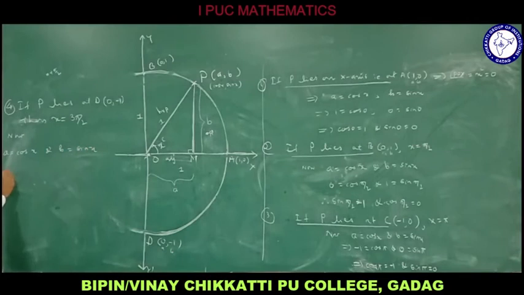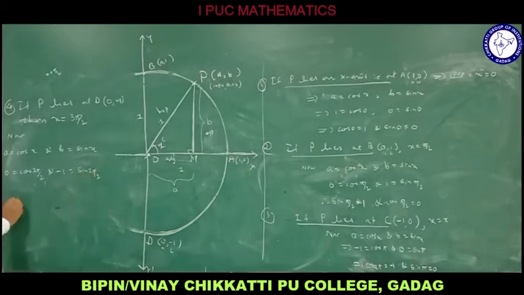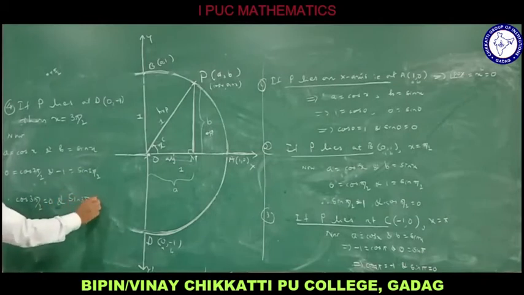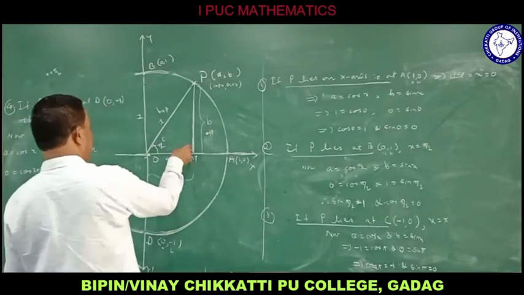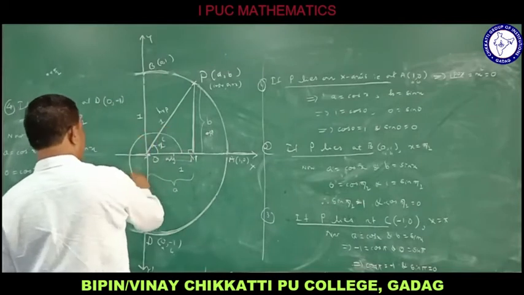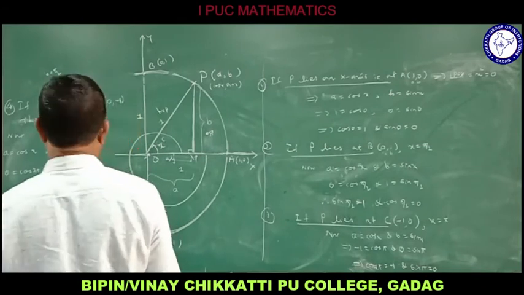A means 0 is equal to cos 3 pi by 2 and B means minus 1 is equal to sin 3 pi by 2. So therefore cos 3 pi by 2 is equal to 0 and sin 3 pi by 2 is equal to minus 1. So here it is the case. And once again, if you go for 90, 180, 270, again you will come back to this point. And again you see this.